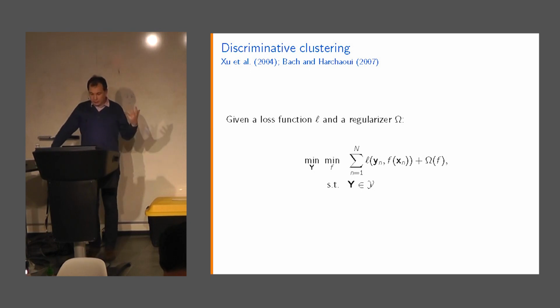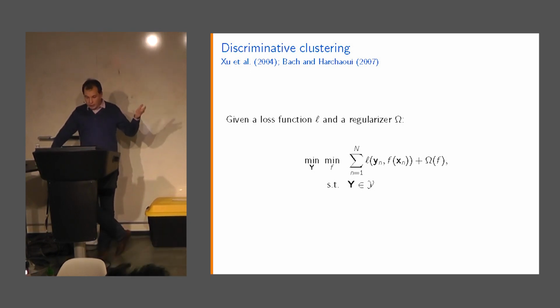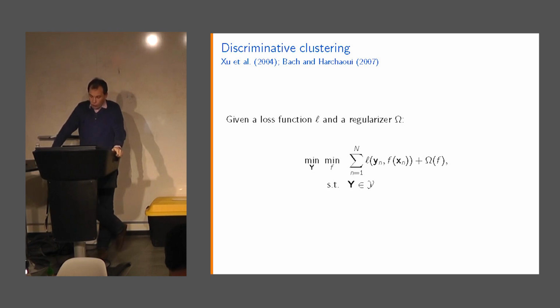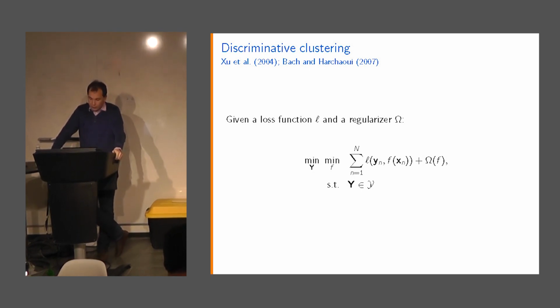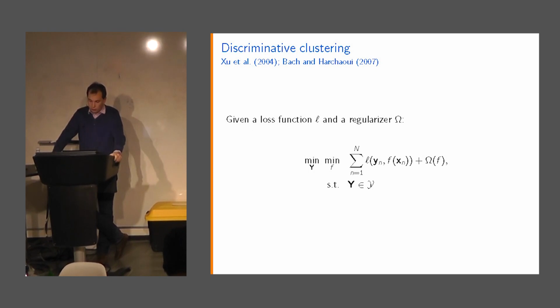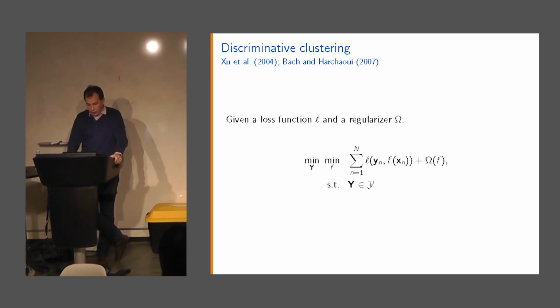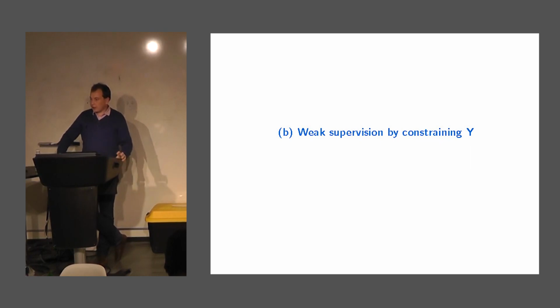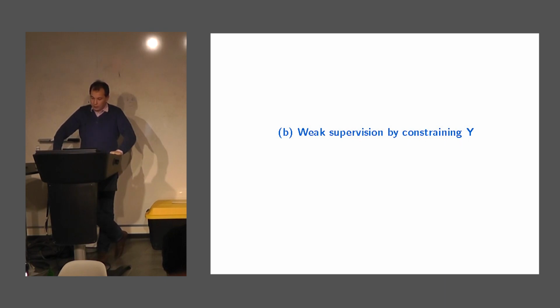Basically, this means that if you have a loss function L, such as the hinge loss or the logistic loss, and a given regularizer omega, the goal is to find a matrix Y and a classifier f minimizing the empirical risk. The good thing about this approach is that we can very easily put the information we know about our data by putting some constraints into Y. So what we'll do is use the supervision obtained thanks to the knowledge base by defining some constraints on Y.